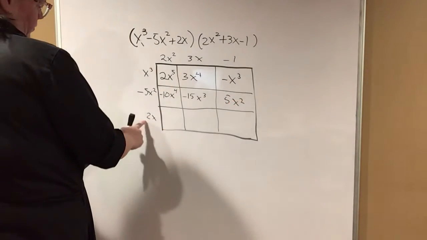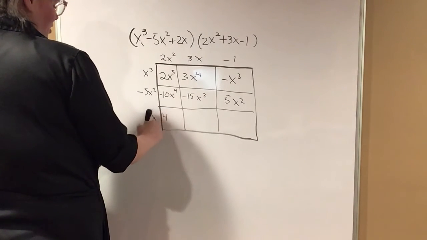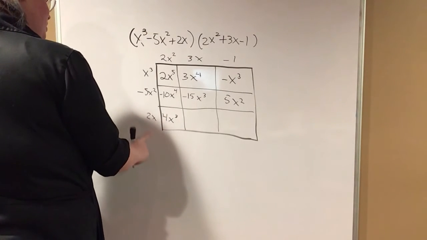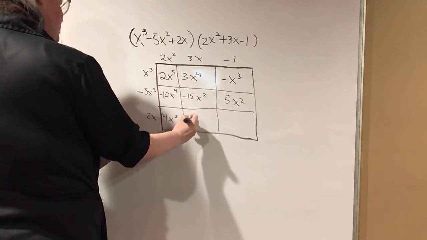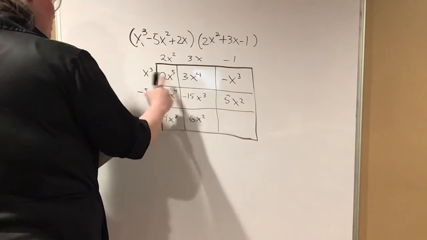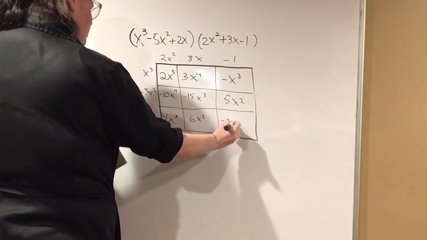Next row. 2 times 2 is 4. Oh my gosh, guys. X times x squared is x to the 3rd. 2 times 3 is 6. X times x is x squared. And 2 times negative 1 is negative 2x.